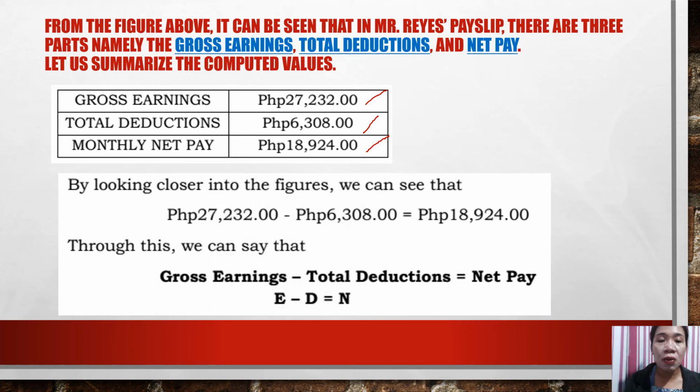So by looking closer into the figures, we can see that 27,232 pesos minus 6,308 pesos will give you 18,924 pesos. Through this, we can say that gross earnings minus the total deduction equals net pay. So the formula of finding net pay is equals to gross earnings minus total deductions.